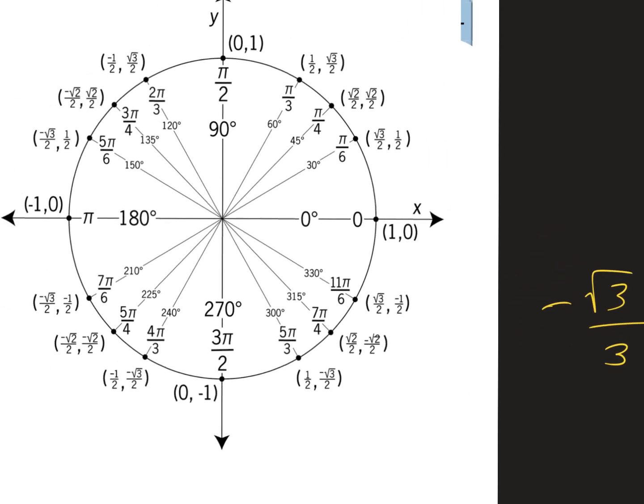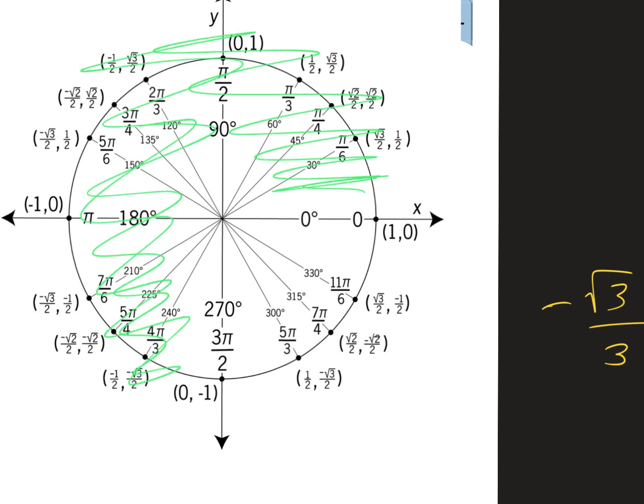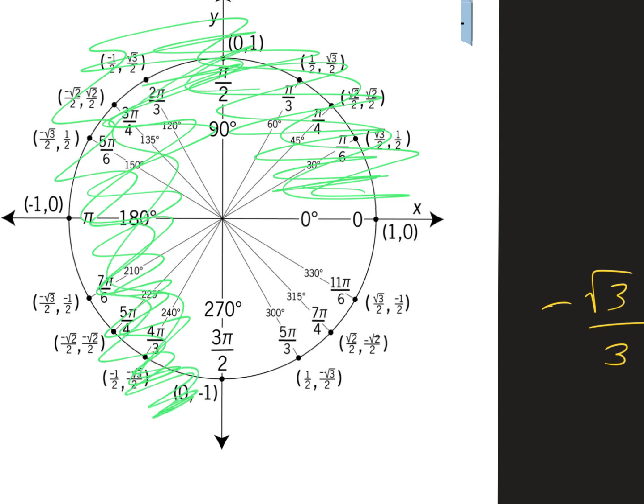And the only thing I'm looking at is stuff in the fourth quadrant. So what else can I cross off that I know is not going to work? 7 pi over 4, because that's going to give me 1. What else is not going to work? I know for sure 2 more are not going to work. 3 pi over 2, perfect, and what else? And 0. So there are only 2 options, guys, that are going to give you negative root 3 over 3.